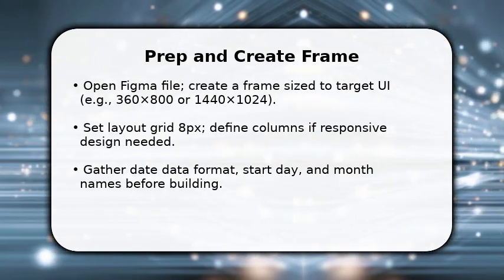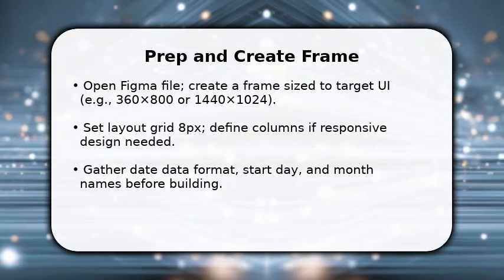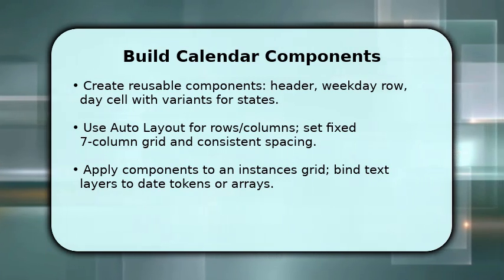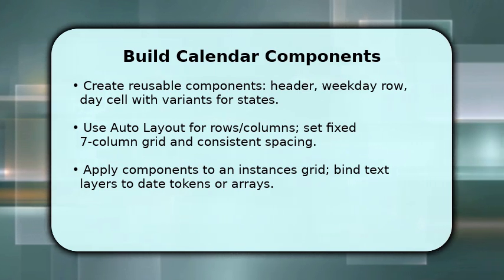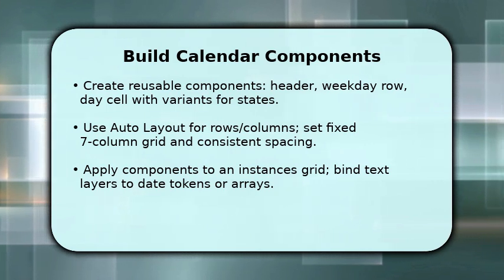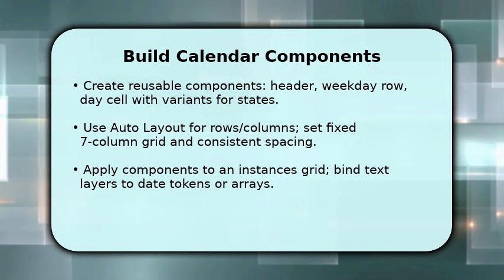You now construct the modular pieces: a header component with month controls, a weekday row, and a day cell component that has variants for default, selected, disabled, and today. Use auto layout to keep each row aligned and enforce a 7-column structure so days align perfectly. Set consistent spacing and padding so cells don't shift.